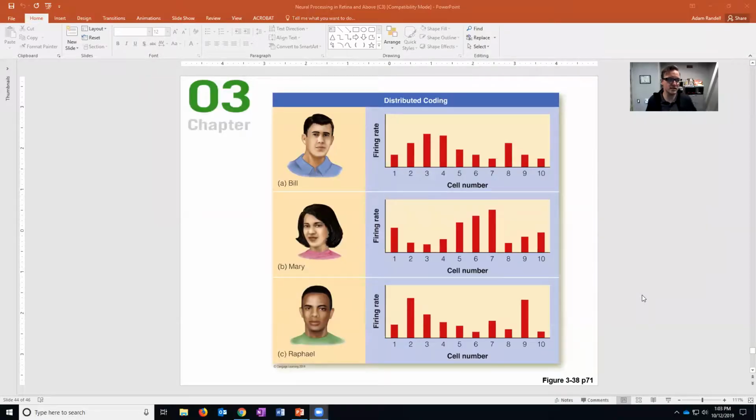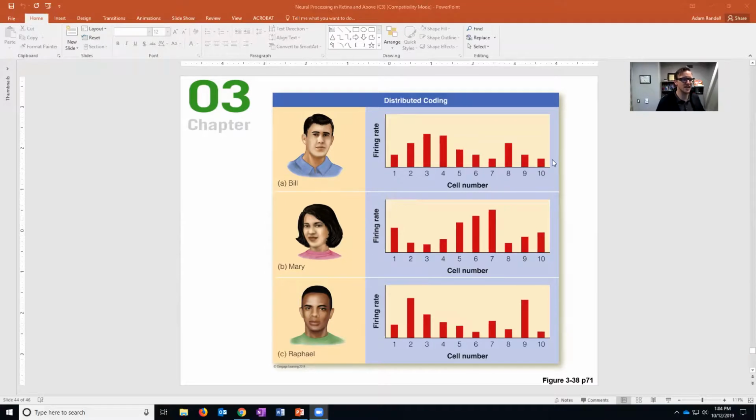So if we're talking about the actual details of Bill's face here, or Mary's face, or Raphael's face, we see that the pattern across these 10 neurons is distributed. So it's not a matter of 4 being Bill or 9 being Mary as it was before. Now we're talking about this pattern of firing across 10. So you get moderate to moderate firing in cells 1, 5, and 9, and middling in 7 and 10, etc. Whereas this pattern of firing across all 10 of these cells is not the same for Mary or for Raphael. And so the pattern of firing across these cells changes.